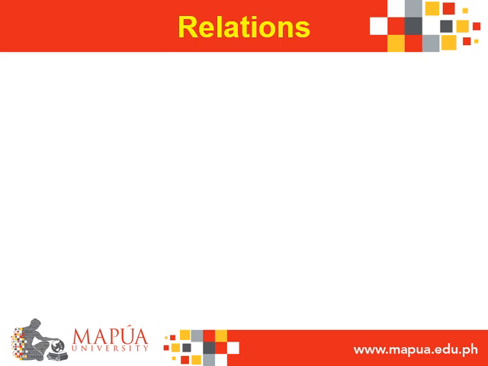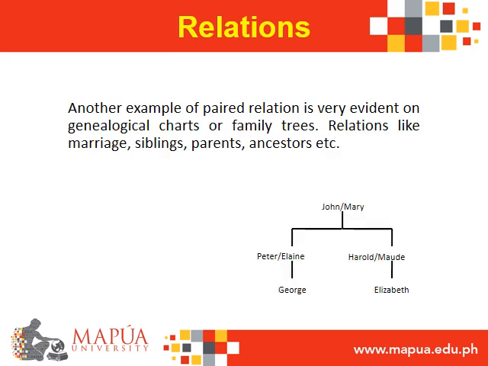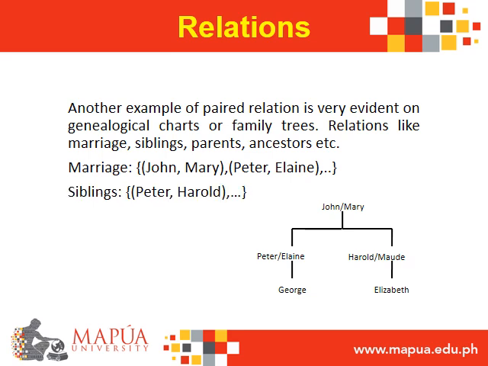Another practical example showing relations is the use of a family tree or genealogical chart. Here, we could express relations by grouping names based on marriage, siblings, parents, and so on and so forth.